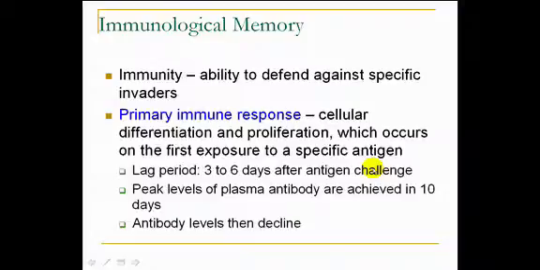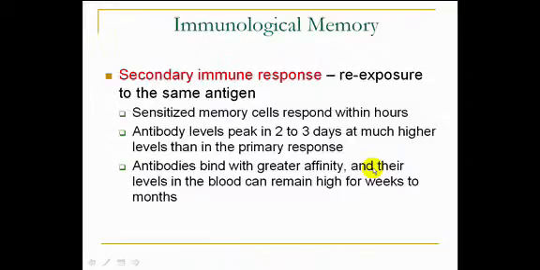So you might get sick and feel symptoms. However, you produce memory cells that first time, and those memory cells will respond faster the next time you're exposed to that same antigen. So they can respond within hours, and you can have the antibodies peak at 2 to 3 days, which is much faster than 10 days. So a lot of times you don't even feel sick because your response is so quick.